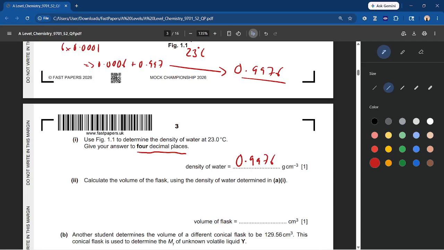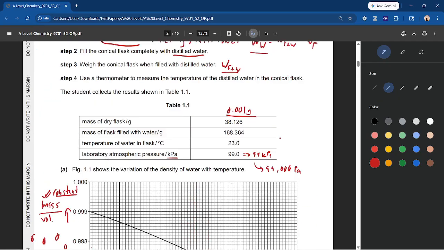So again, density is equal to mass by volume. This is density in case you guys don't have physics, so this is the symbol for density. So it's equal to mass by volume. So we're going to have to find out the mass of water. So I've mentioned before, mass of water is equal to mass of water plus flask minus mass of flask.